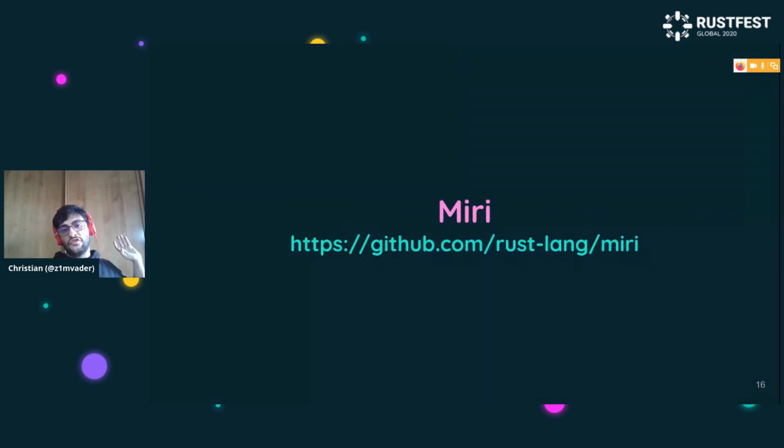If you want to take a look at the Miri repository now or maybe later, this is the URL. You can find all the code at github.com/rust-lang/miri.